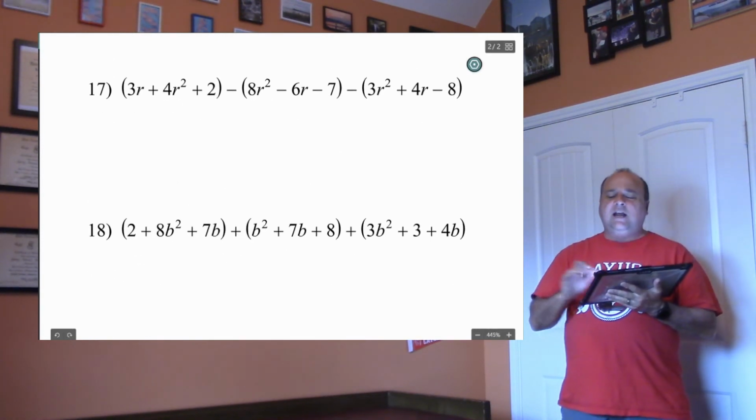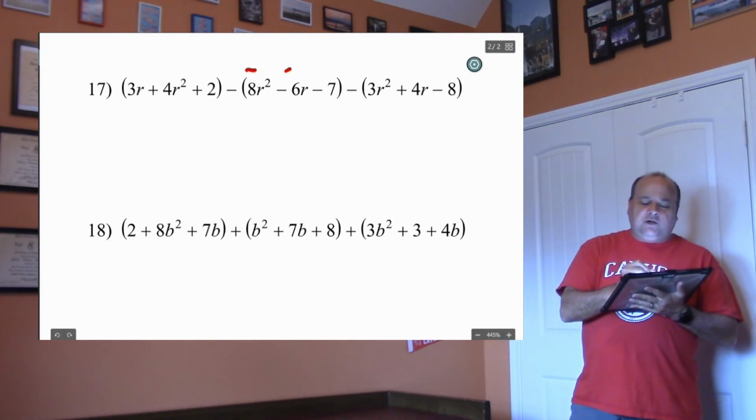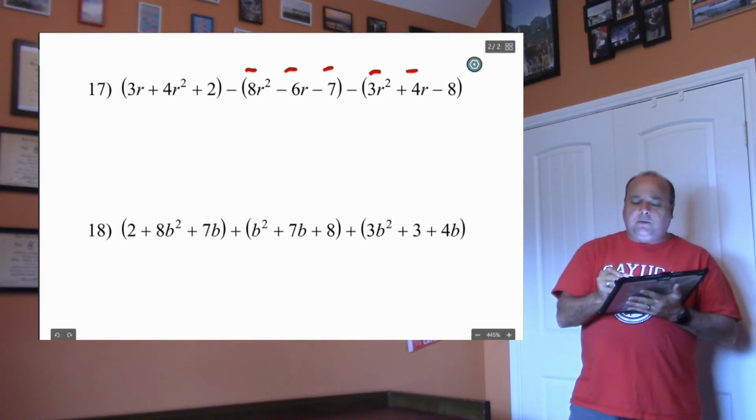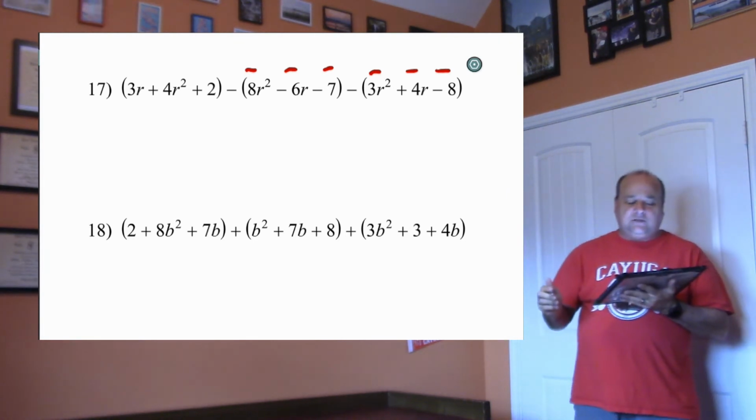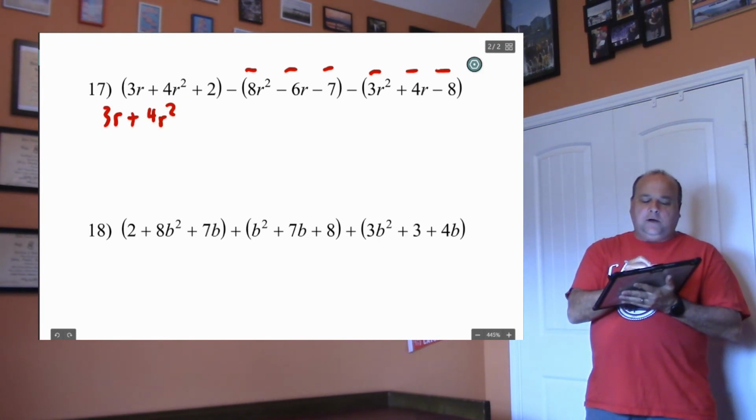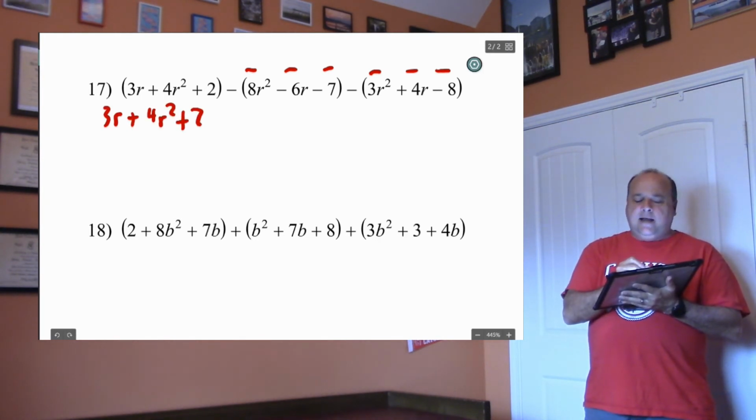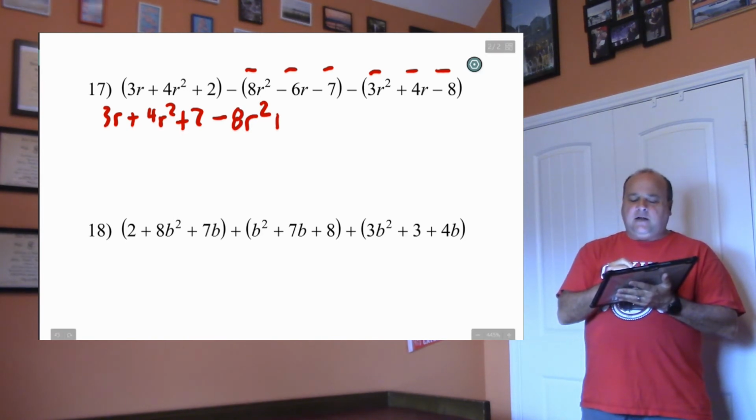So let's do 17 because there's 2 negatives. Okay? So on 17, I'm going to distribute the negative here, and I'm going to distribute this negative. I'm going to write the whole problem down without any parentheses. So 3r plus 4r squared plus 2. A negative times a positive is a negative. My number is 8. R squared. Sign, number, letter, exponent. A negative times a negative is a positive.